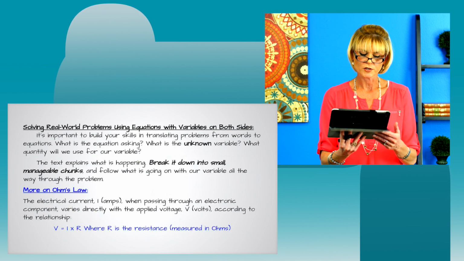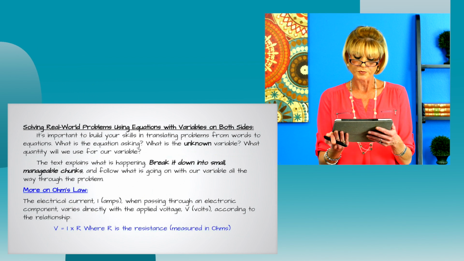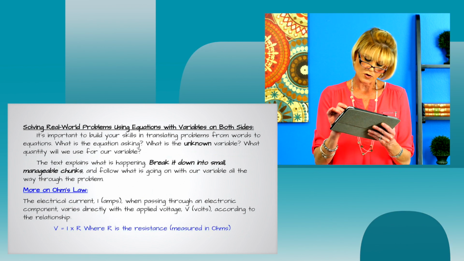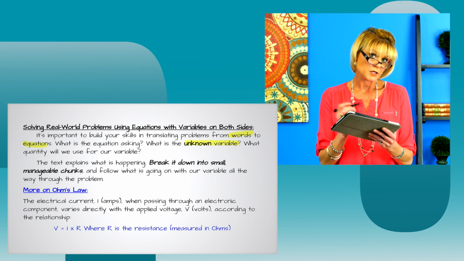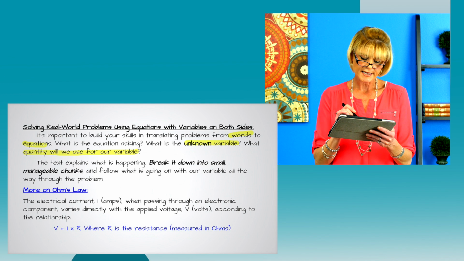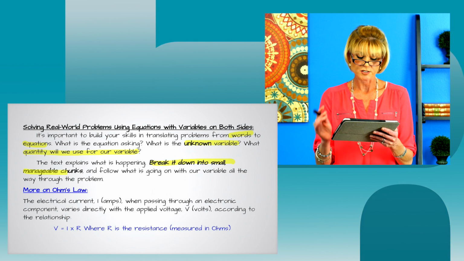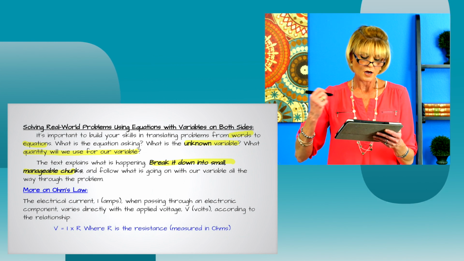Let's talk about solving real-world problems using equations with variables on both sides. So it's really important to build on your skills translating problems from words into equations. Ask yourself, what's the unknown variable? What quantity will we use for our variable? So the text explains what's happening, and what you want to do is break it down into small, manageable chunks, and then follow what's going on with your variable all the way through the problem.